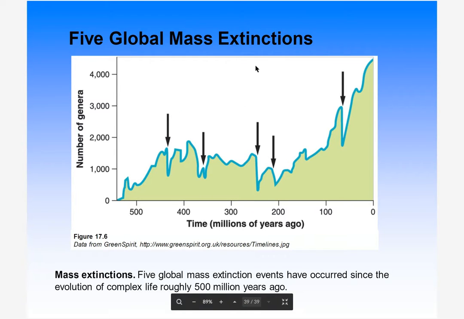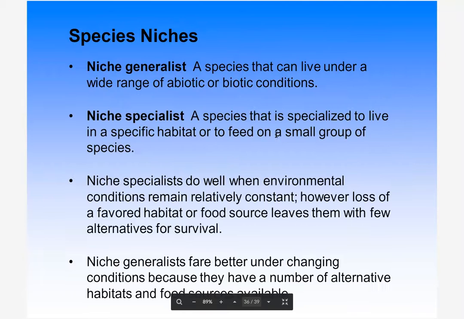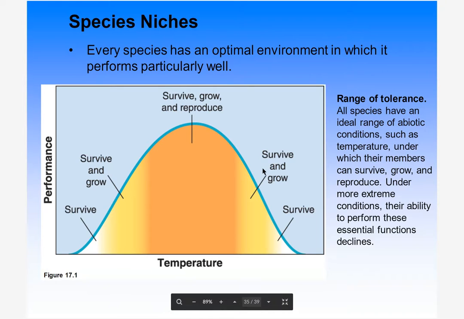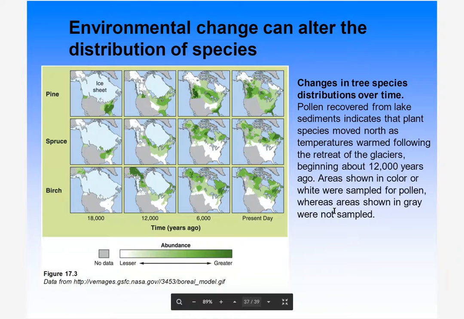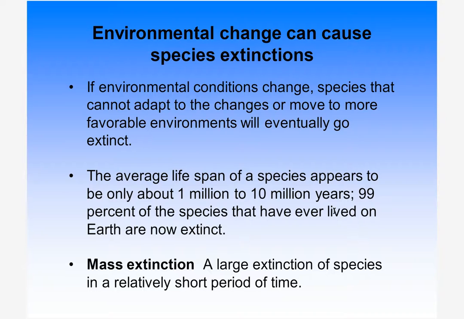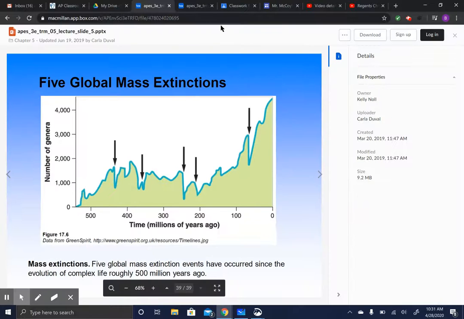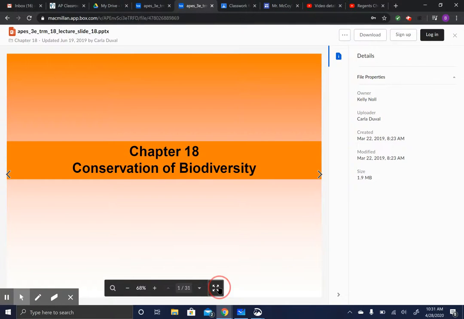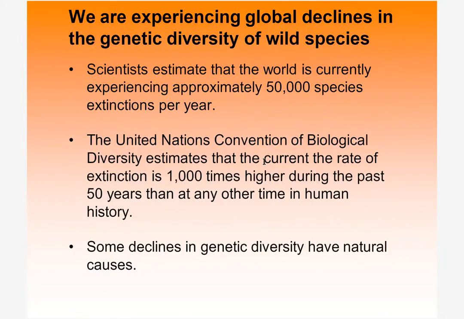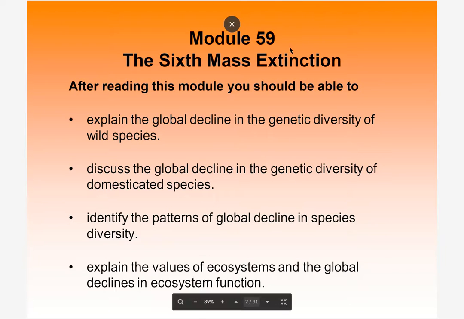So the previous five mass extinctions happened because the environmental conditions on Earth changed, and millions and millions of species couldn't adapt to that, right? We talked about adaptations, this kind of diagram here. So if it gets outside of this, then they're not going to be able to survive, right? So that was the five previous mass extinctions. Again, scientists think we're currently in our sixth. And if we go to this other slide here, I'll talk about ecosystem services in a minute, but here we go. So sixth mass extinction.